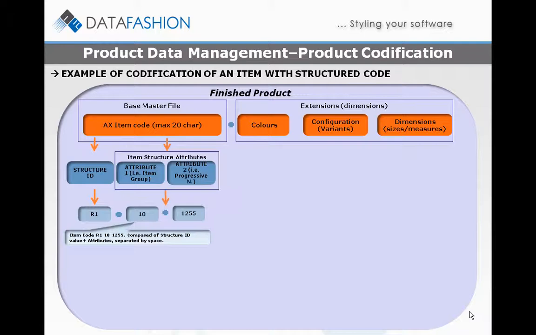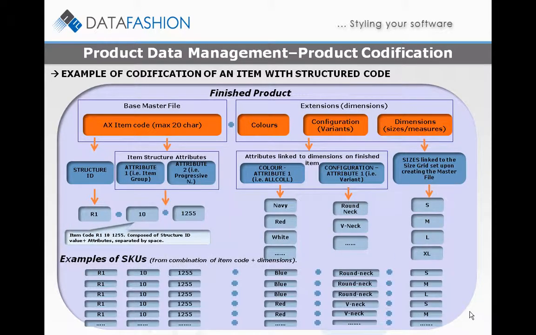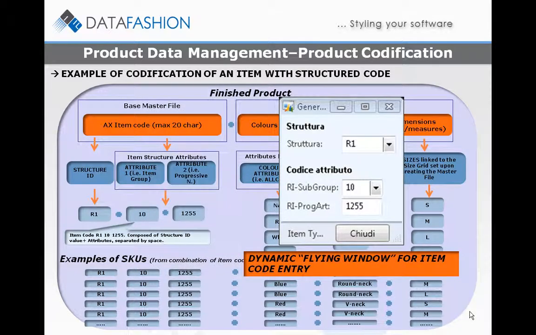For each type of item, you can indicate which extensions you want to manage, for instance, color, variant, and size in this case. You can define codification methods also for extensions, always by defining the attributes. The combination of item code and extensions determines the potential SKUs, which may be generated in advance while defining all the item master files, or dynamically created at a later stage. In both cases, the generation is driven by the function called flying window.